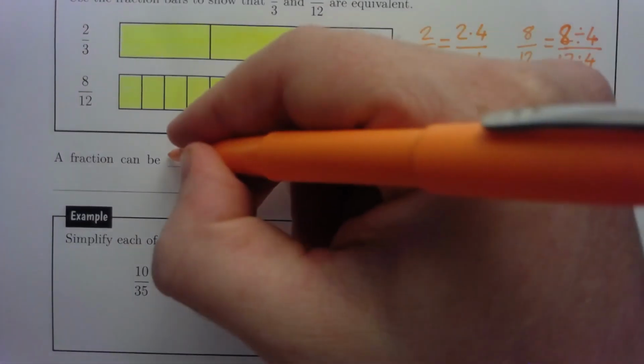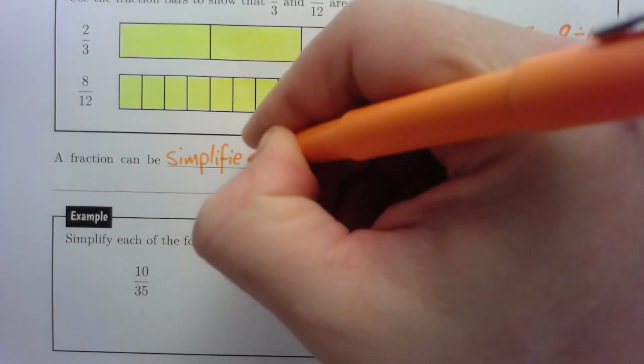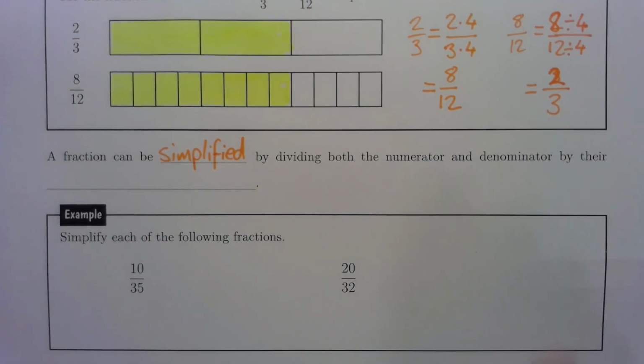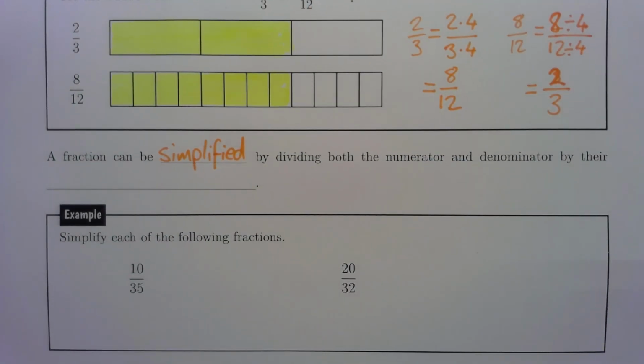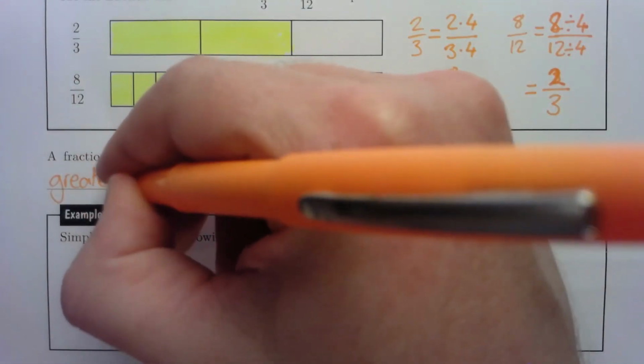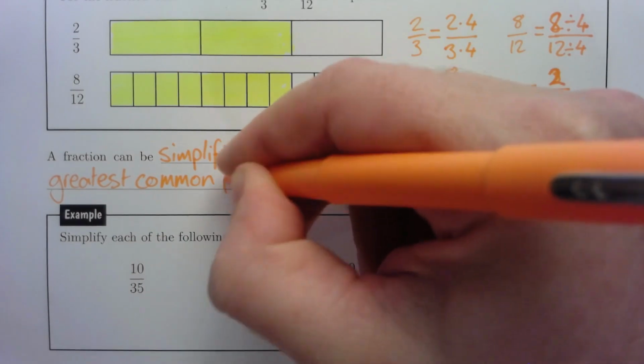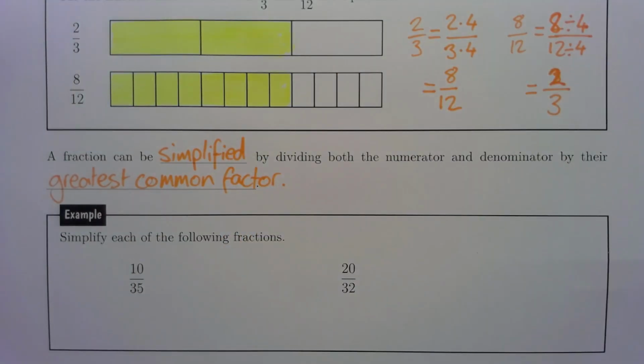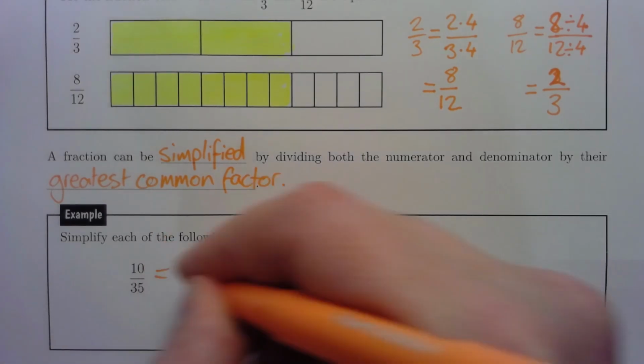Now, a fraction can be simplified, that is, written in the form that's equivalent but has the smallest numbers making up the numerator and denominator, by dividing both the numerator and the denominator by their greatest common factor. That just means the biggest number that goes evenly into both of those numbers. So if we have 10/35, we look for the largest number that is a factor of both 10 and 35.